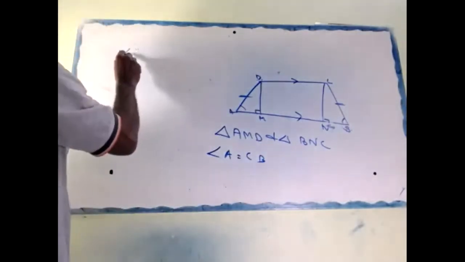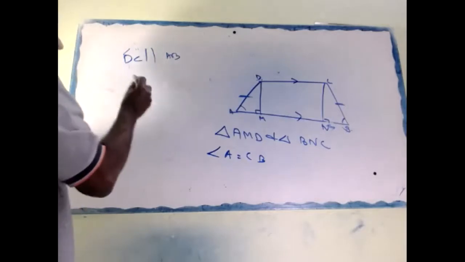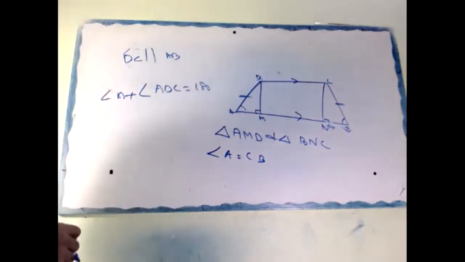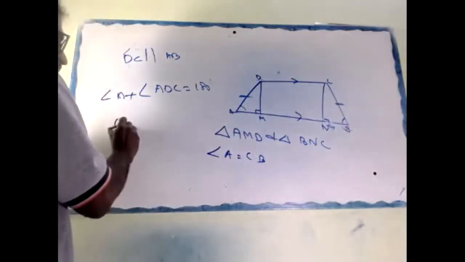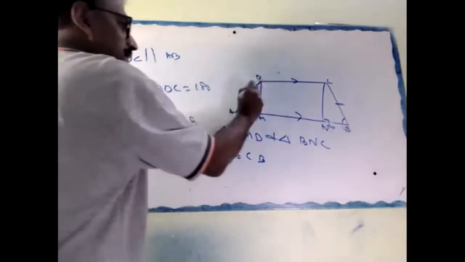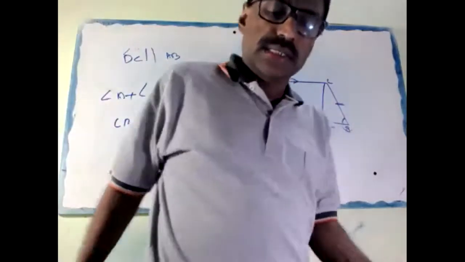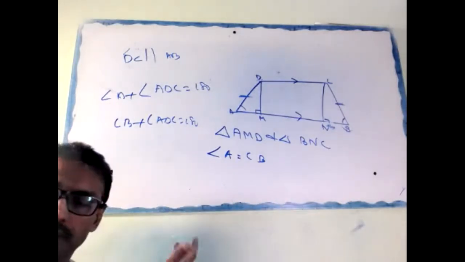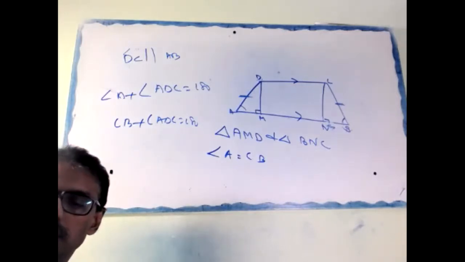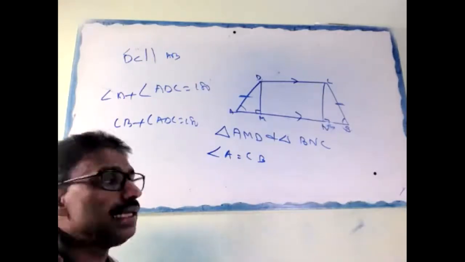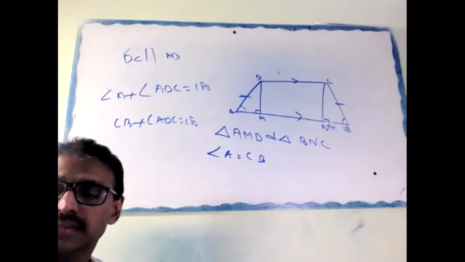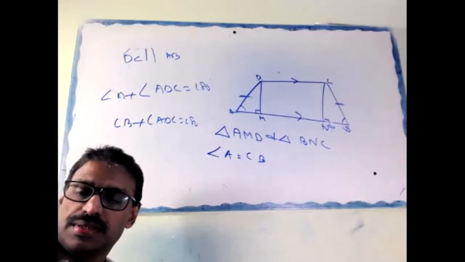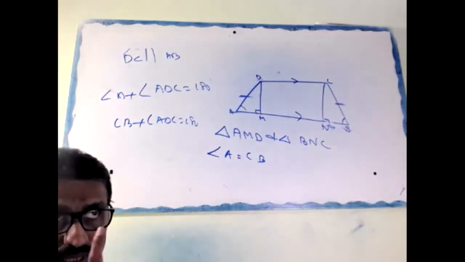Then DC is parallel to AB. Therefore, angle A plus angle ADC equal to 180 degrees, co-interior angles. But A equal to B, so angle B plus angle ADC equal to 180. So we finish: ADC plus angle B is 180 degrees. This is also an easy way. Is it okay now? Those who want to write, you can write. DM equal to CN is the distance between the parallel lines. Clear or no? Akshaya.